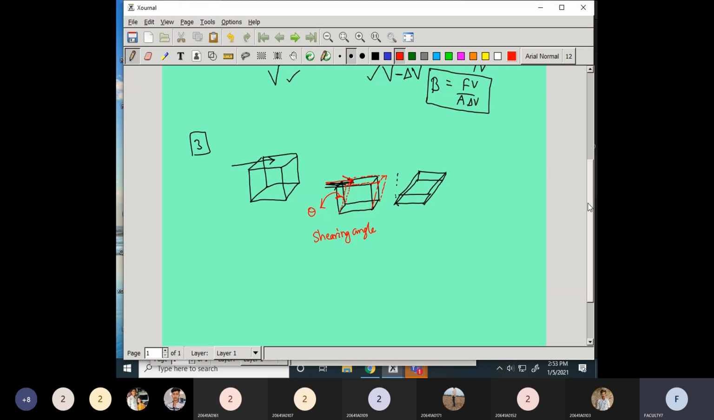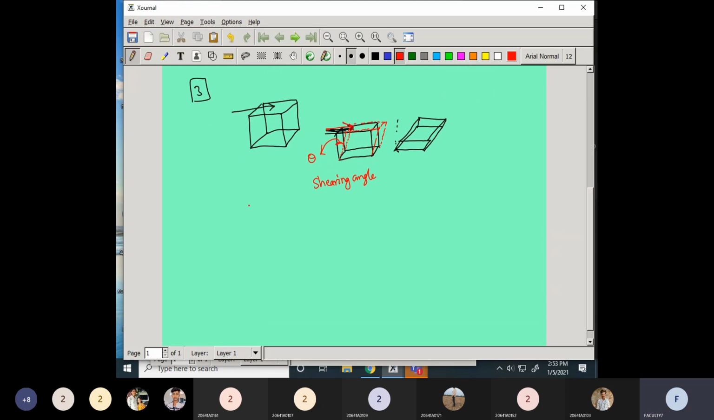So now here, what is this? You are going to get this as the tensile stress. You are applying this as the tensile stress, and here the strain is considered as the shearing strain. This angle is considered as a shearing angle, and the stress is considered as a shearing stress. Now how can you write the law? It is written as tensile stress by shearing strain.